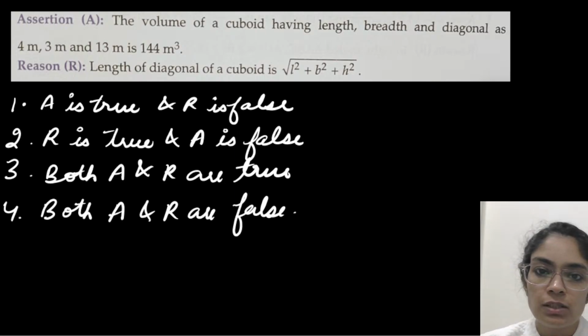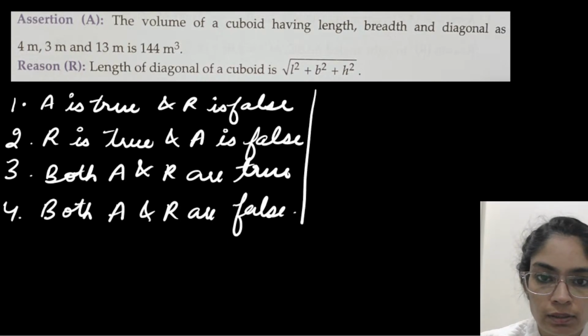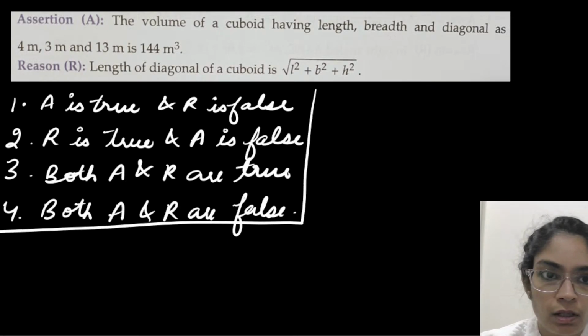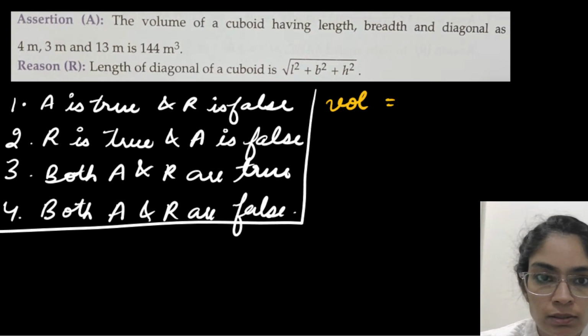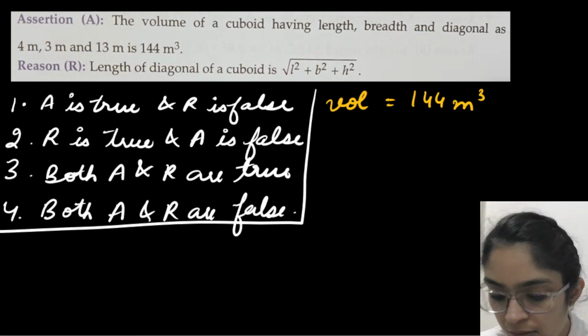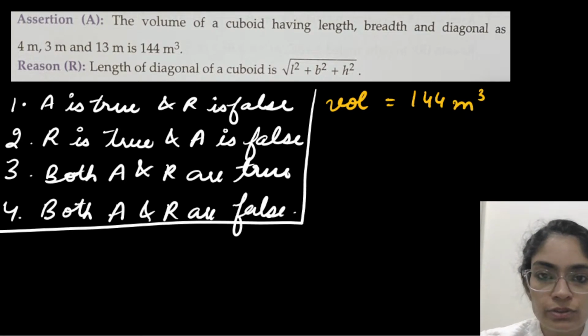So volume of a cuboid having length, breadth and diagonal. So they are telling what is given to us in this one. Volume's value is given to us. Volume is 144 meter cube. Assertion is false. Okay, let's check.